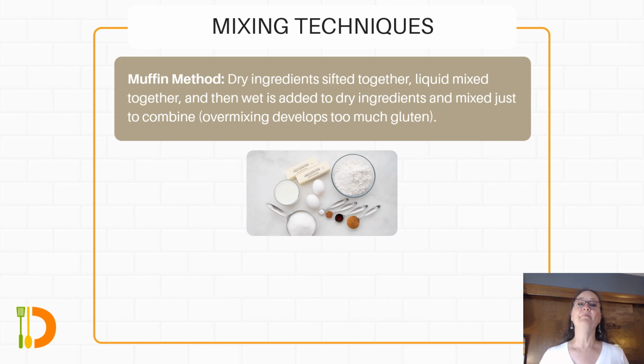Lastly, we're going to cover mixing techniques used with different flours to yield different outcomes. First, we have the muffin method. Dry ingredients are sifted together, liquid ingredients are mixed together, and then wet is added to a well in the middle of the dry ingredients and mixed just to combine. Again, over-mixing develops too much of the gluten. You may notice as you get to the end of your muffin batter, those muffins have uneven, puffy tops. This is because the leftover batter was handled too much, or more than it was at the beginning.